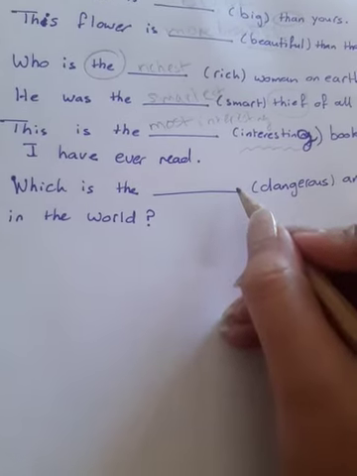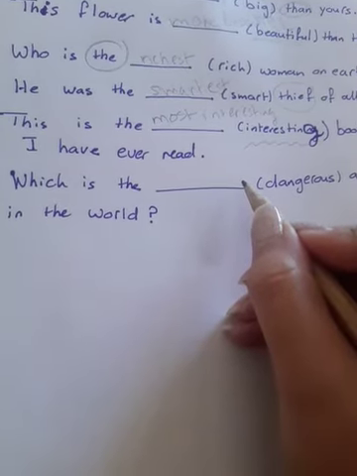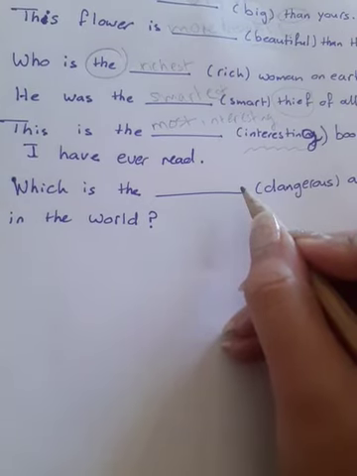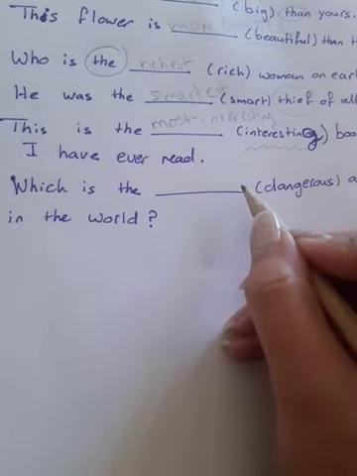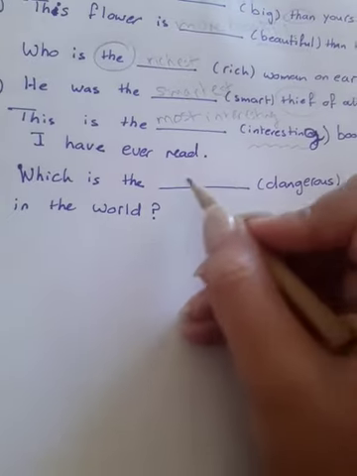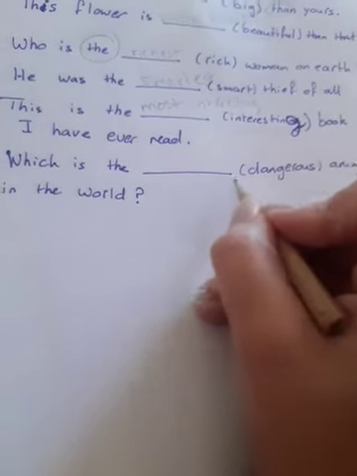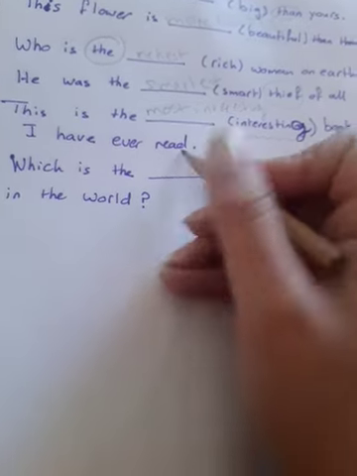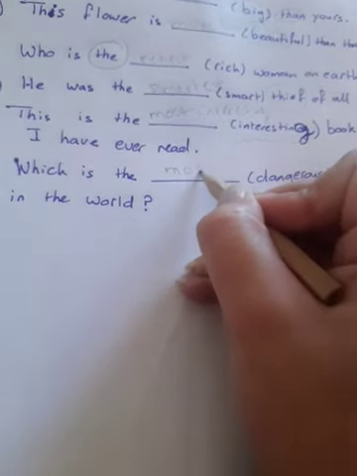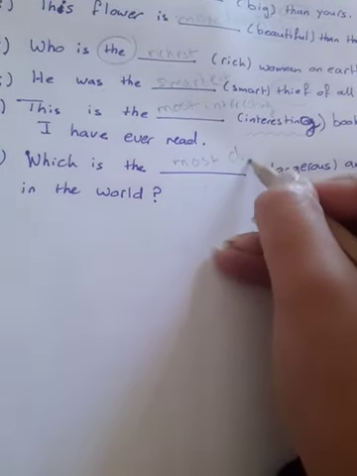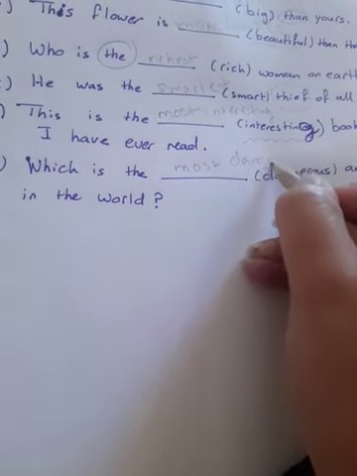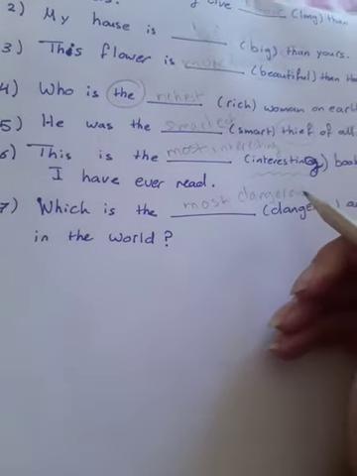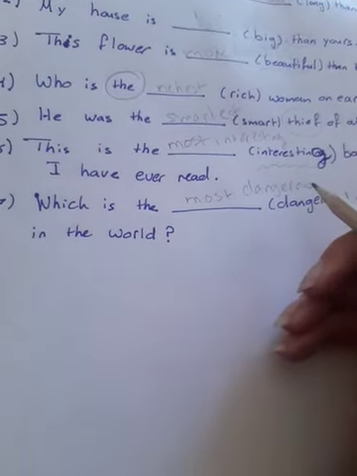Now let's move to the last one, which is the most dangerous animal in the world. Here I asked a question. I want to know which animal is the most dangerous in the world. So you can't add est to the word dangerous because it contains three syllables, dangerous. So you have to say most dangerous.